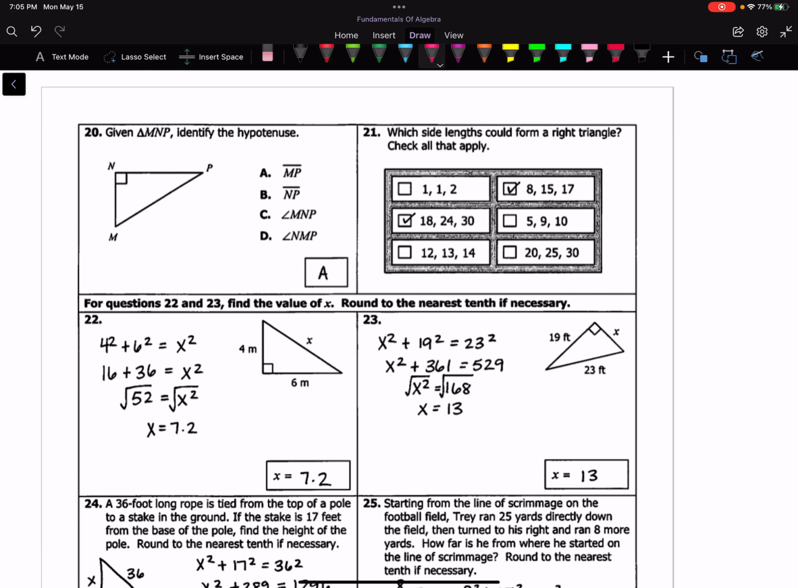Number 20, given M&P triangle, and it's a right triangle. We can see it right there. So what do we know?